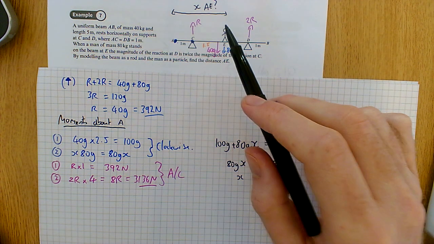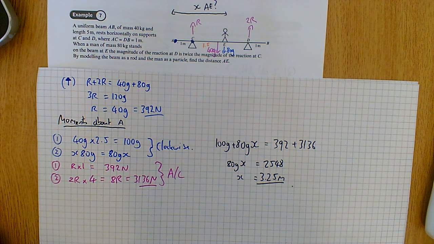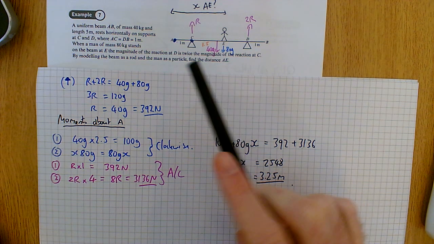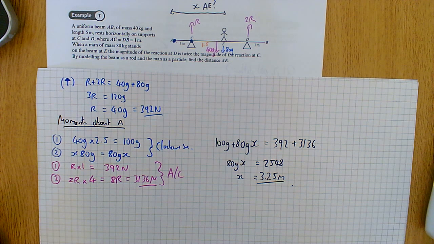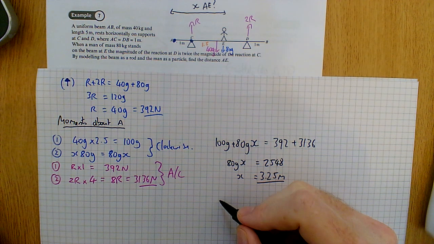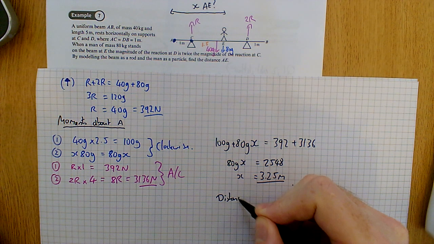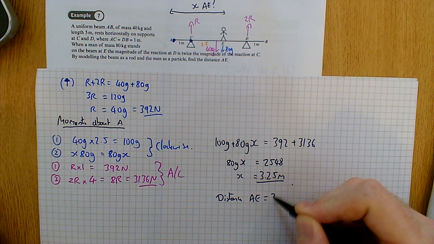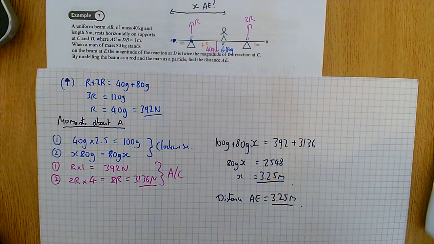Then check what X was back in the question. We took X to be the distance A to E, which of course means that we've got our question correct because that's the distance. X equals 3.25 meters. Don't leave it like that though. Make sure we actually answer the question. Distance AE is 3.25 meters.